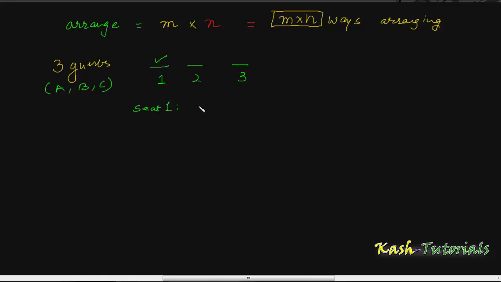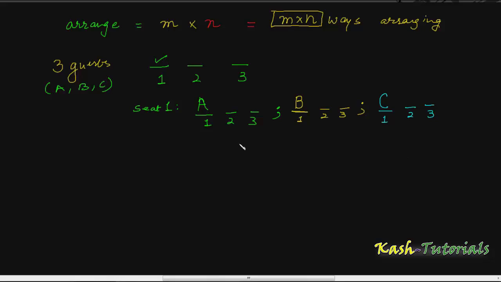In seat 1, I can have my guest A sitting, and for the moment I leave seat 2 and seat 3 unaddressed, or I can seat guest B on seat 1 and leave these 2 seats for the moment, because I'm arranging only the possibilities for seat 1. Third possibility, I can make guest C sit on seat 1 and leave these 2 aside.